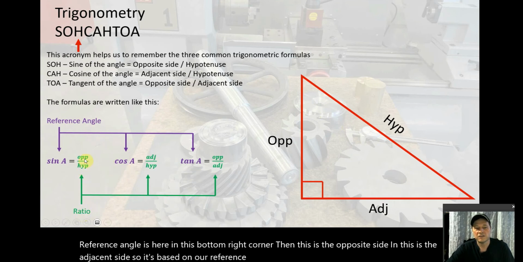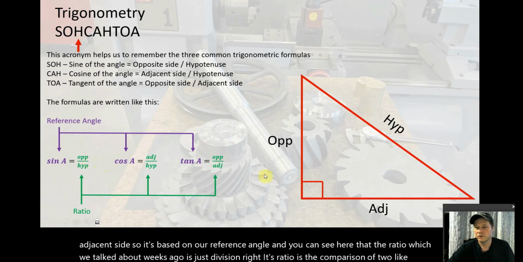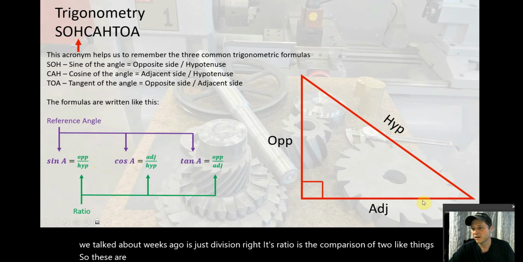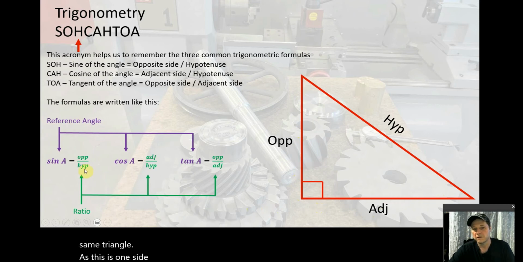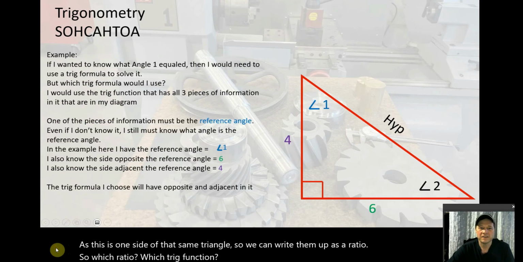And you can see here that the ratio, which we talked about weeks ago, is just division, right? A ratio is the comparison of two like things. So these are two sides of a triangle, so they are two like things. This is one side of the same triangle as this is one side of that same triangle. So we can write them up as a ratio. Okay. So which ratio, which trig function do we need to consider?